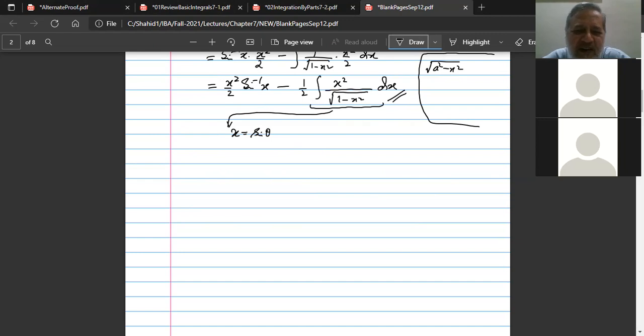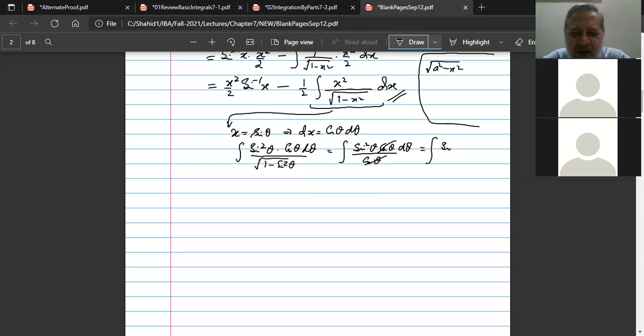x is equal to sin theta or a sin theta. That makes dx, this was just a little while ago. So dx is equal to cos theta d theta, and the integral looks like sin square theta in place of x square, cos theta d theta in place of dx, upon under root 1 minus sin square theta. So sin square theta cos theta d theta, 1 minus sin square is cos square, under the root becomes cos theta, and cos theta cancels. And I'm left with the integral of sin square theta.